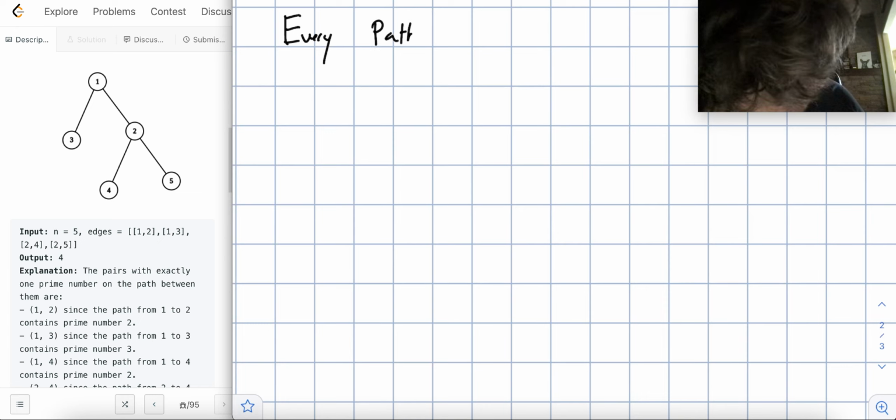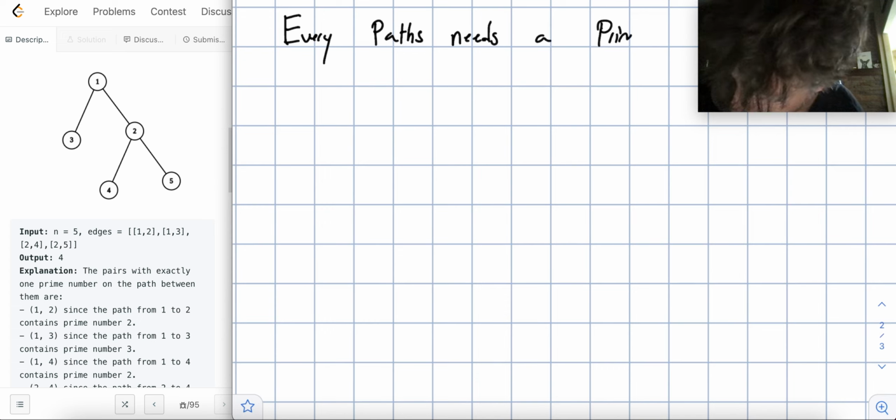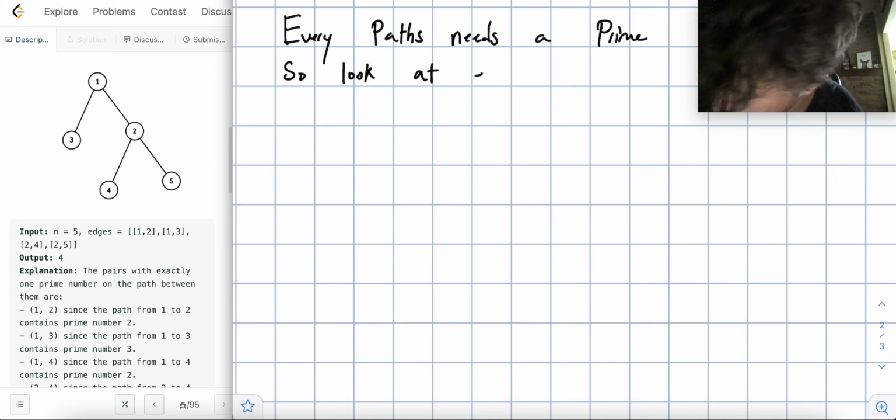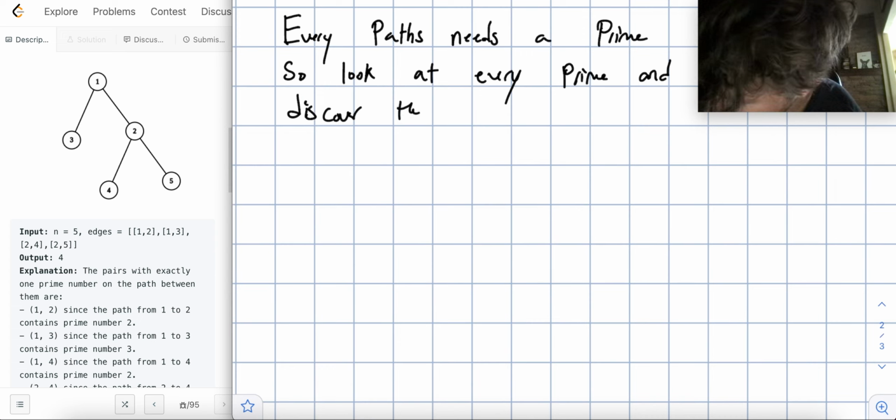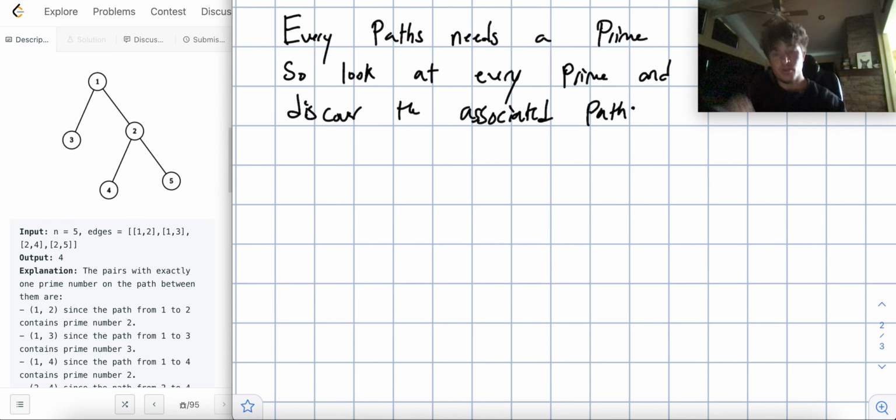So every path needs a prime. Look at every prime and discover the associated paths. Okay? And what I mean by that is, let's make this smaller.